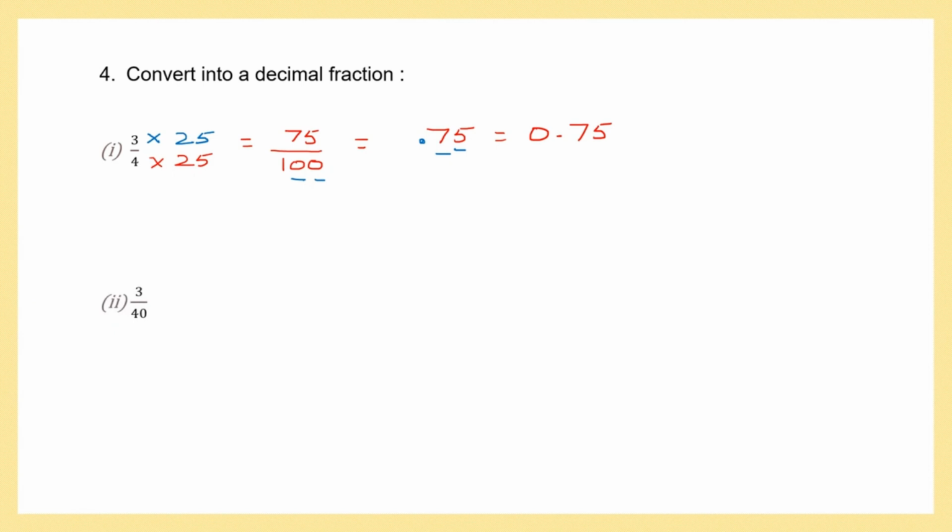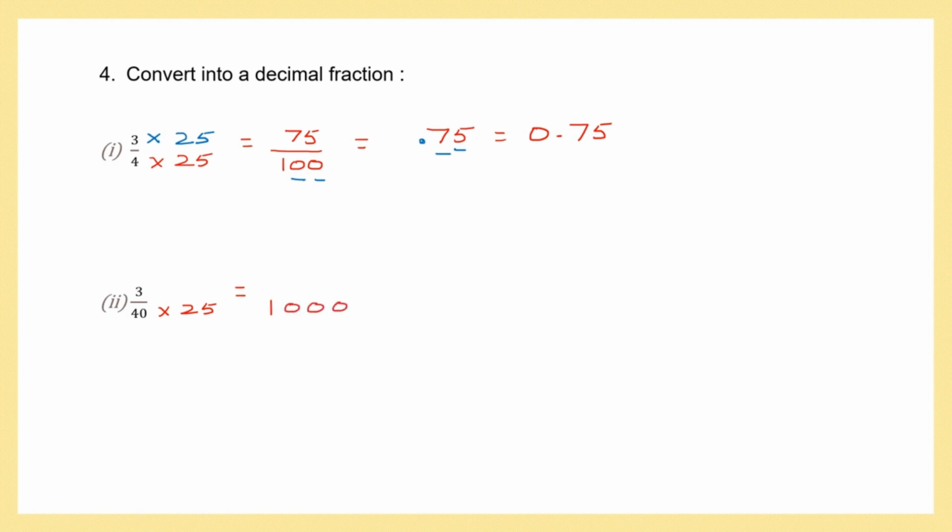Question 2. 3 by 40. Again, the denominator is not 10 or a higher power of 10. So I'm going to change it to a higher power of 10. In the previous question, we multiplied 4 by 25 and got 100. Now let's multiply 40 by 25 and we will get 1000. Okay, so I will get 1000.